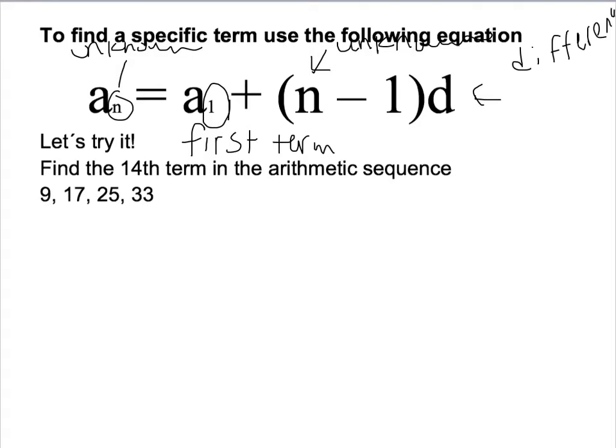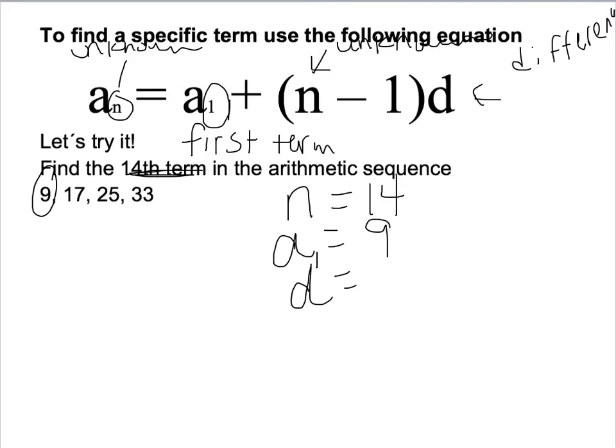If we want to find the 14th term, well, that's n, because we now know what it is. So n is the 14th term. Looking at the first term, a sub 1, our first term is 9. Now we need to figure out what d is, which is our difference. Between 9 and 17, I'm adding 8. Here I'm adding 8. And here I'm adding 8. So there is a common difference, which is positive 8.